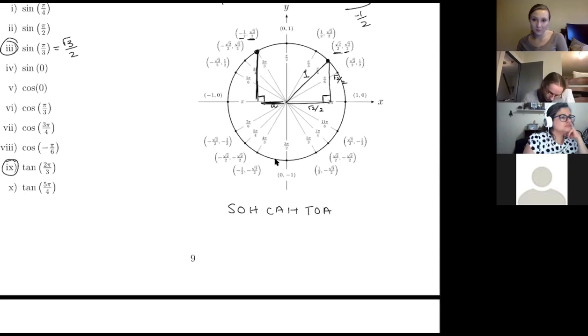So the S is sine, the C is cos, and the T is tangent. And SOHCAHTOA means this is the opposite side. Sine is the opposite over hypotenuse, cos is the adjacent over hypotenuse, and tangent is the opposite over adjacent. So when I was saying tangent is opposite over adjacent, that's from here. But yeah, that is important.